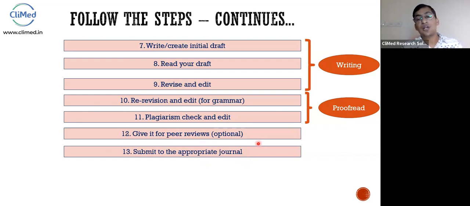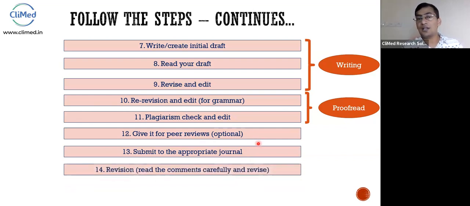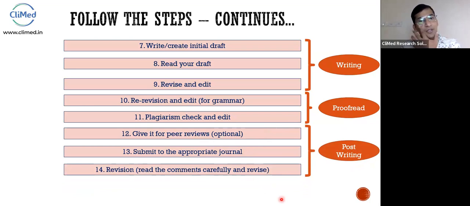And I'm very sure once the review process is done from the journal side, they will send some comments, maybe minor comments or major comments. Read those comments carefully and revise the manuscript and submit again, and it will be accepted. Okay, it will be accepted. So this fourth part is nothing but the post writing part and post proofreading part. So this is called as the post proofreading.